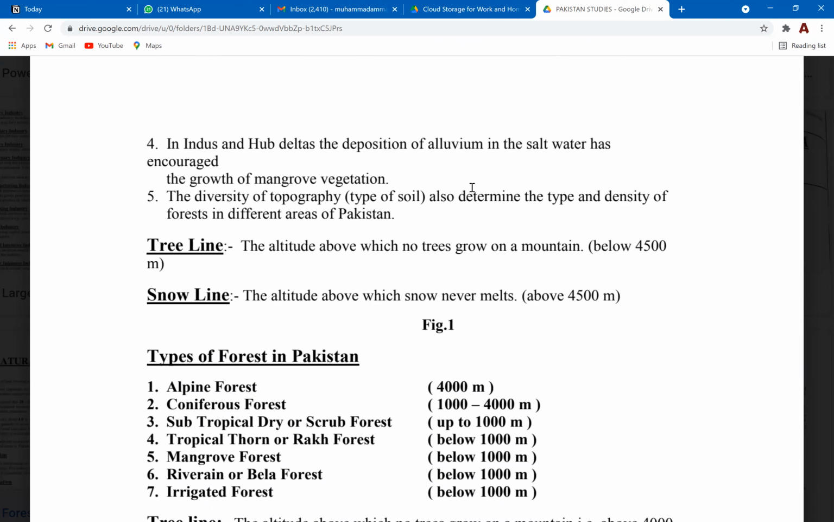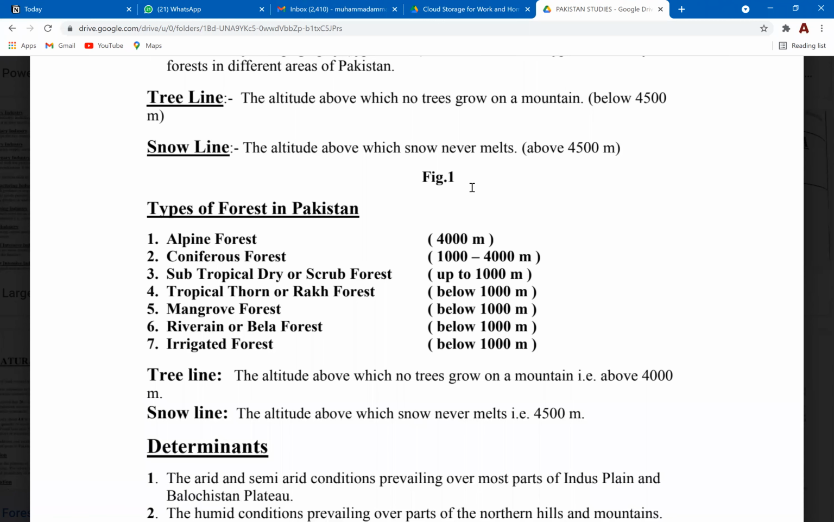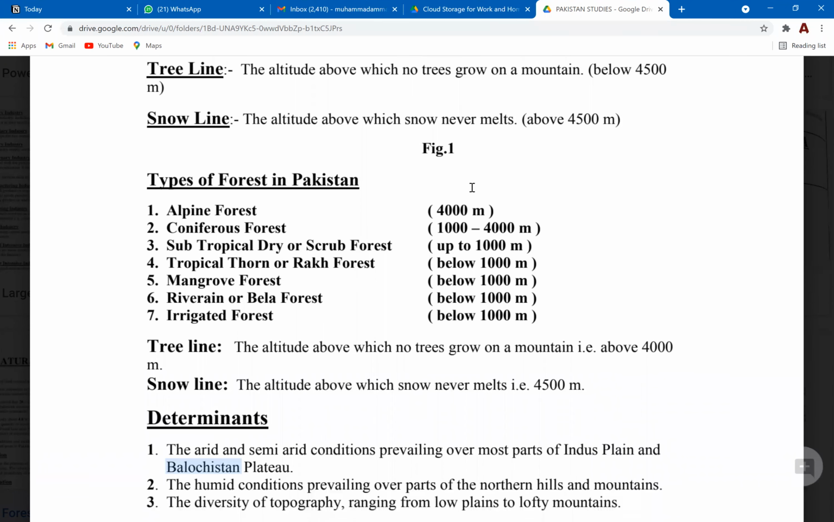Mangrove vegetation is mostly found around the deltas, coastal areas. We're going to study mangroves in detail. For now, just know that this is a type of vegetation that is particularly found around the coastal areas. For example, this coast, the Sindh coast, the Makran coast, you'll find this particular vegetation over there. Topography affects the plantation. We've already covered that. Altitude affects the plantation and snowline as well.